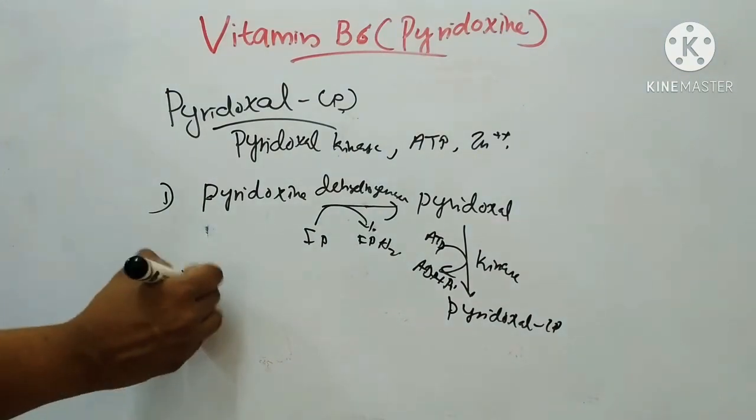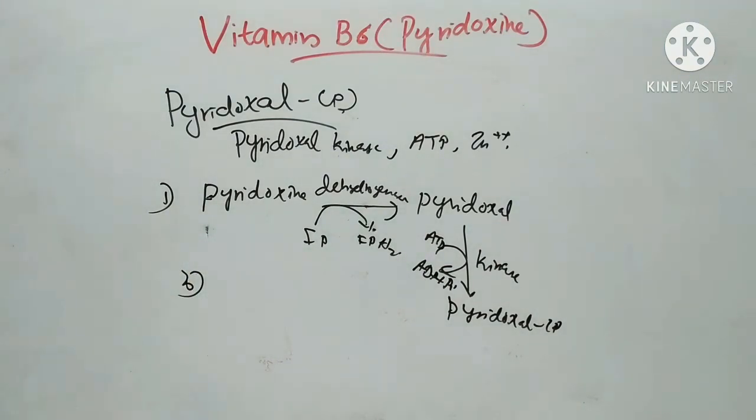In the second pathway, pyridoxine first undergoes phosphorylation with the help of ATP dependent kinase to produce pyridoxal phosphate. This is the formation of pyridoxal phosphate.